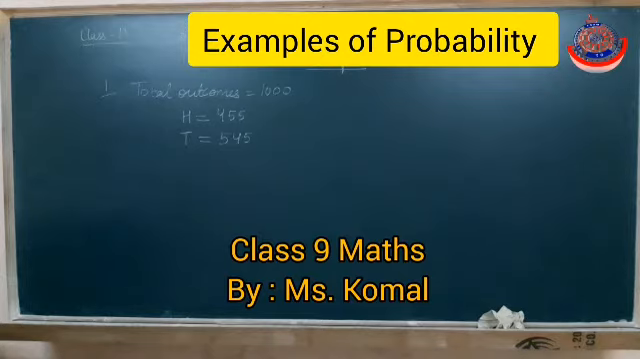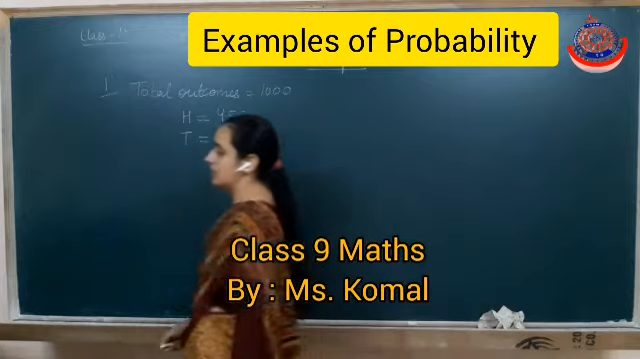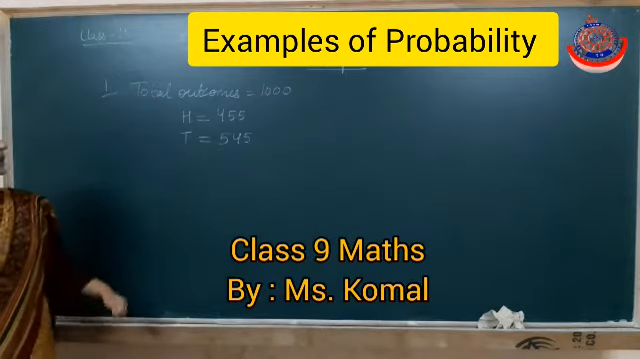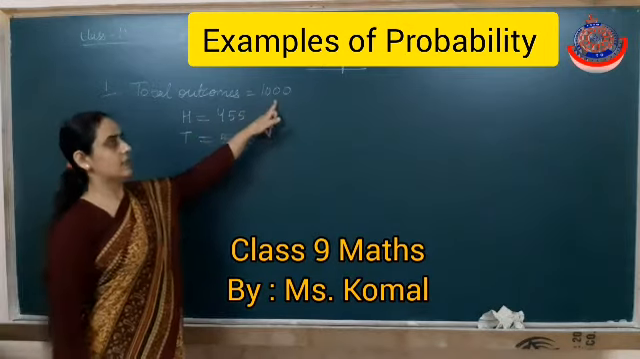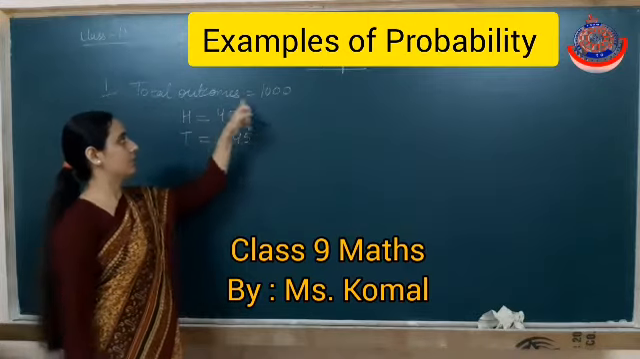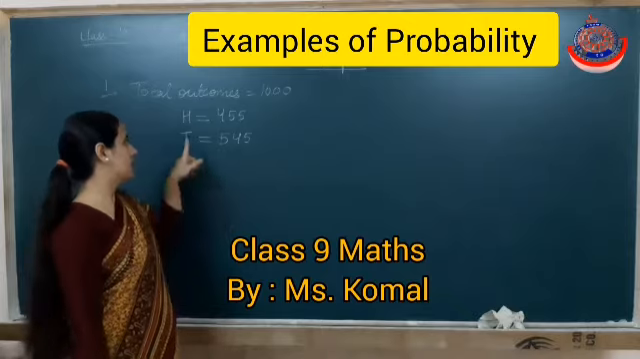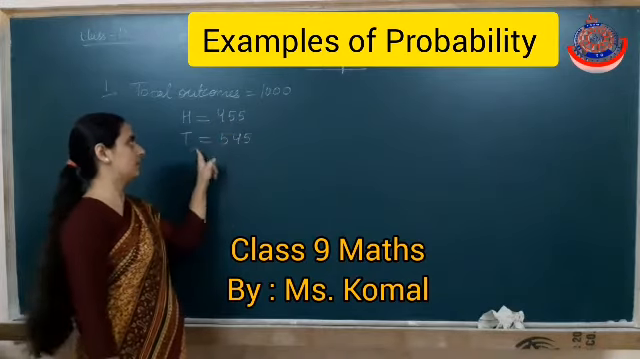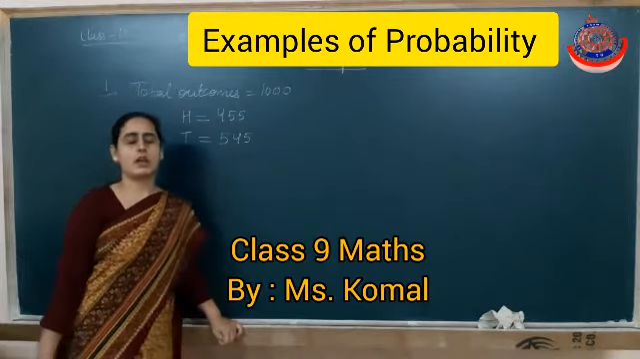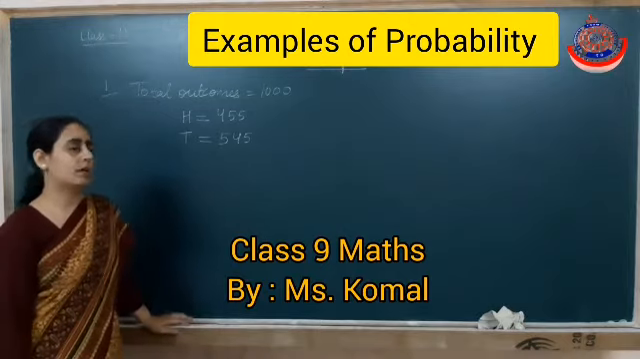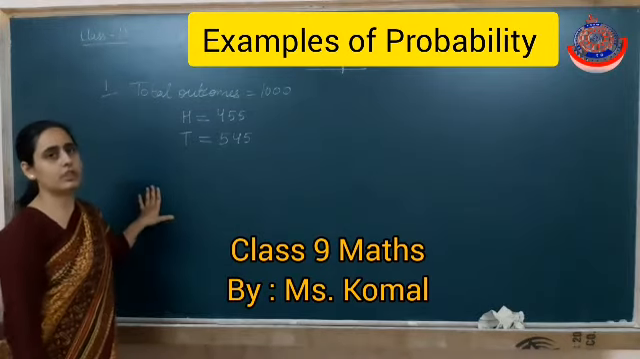Let us now move towards the examples of this chapter. First question says a coin is tossed 1000 times. So the total outcomes will be 1000, and when we toss it 1000 times, head comes these many times and tail comes these many times, and the question says compute the probability for both the events.